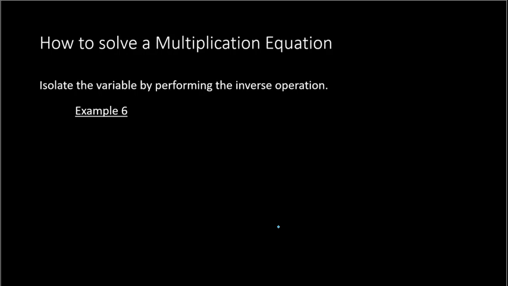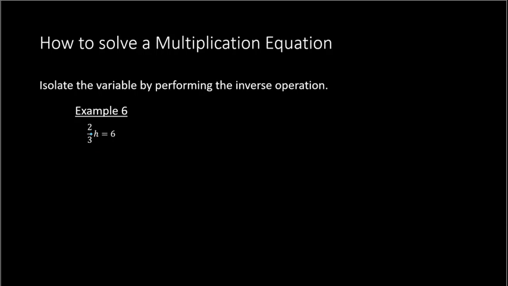Here's another example where now we have a fraction. So for example 6, we have 2/3 times h, and 2/3 times h equals 6. Alright, so this one, the process is still the same, but fractions might make it look a little more complicated, but it's really not too much.